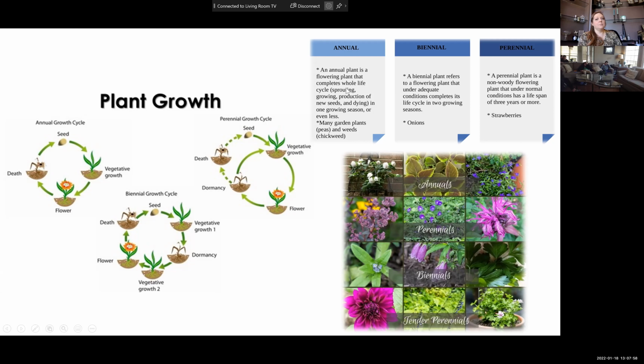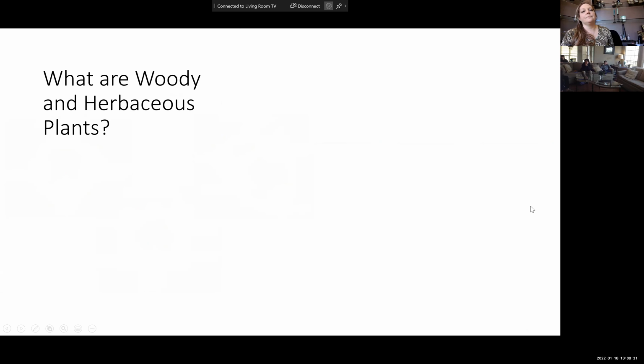So in examples here, your annuals, like we said, is a flowering plant that completes its whole life cycle in one season, basically a year. So this is things like peas, but it's also things like chickweed. And then your biennials usually take 2 seasons. A great example of that is onions. So if you want an onion harvest, you've got to wait on it. And then lastly, your perennials come back every year. Strawberries are another great example. If you've ever planted strawberries somewhere, they're going to pop right back up the next year. And they'll spread too, actually. They have a whole different method of spreading, which is interesting.